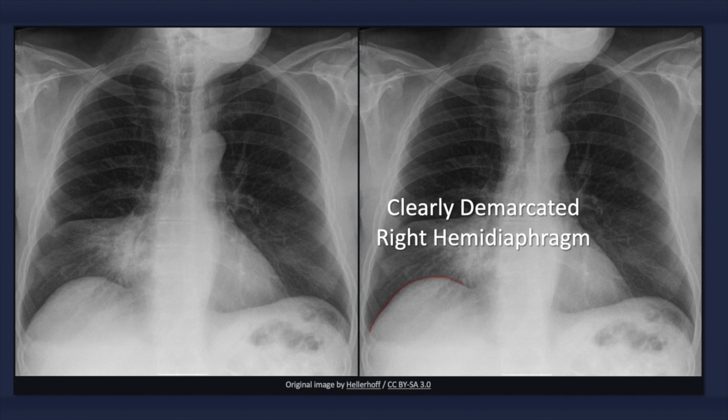Lastly, note that the superior border of the right hemidiaphragm is clearly defined. This helps to differentiate a right middle lobe pneumonia from right lower lobe pneumonia, in which case the right hemidiaphragm would be obscured.